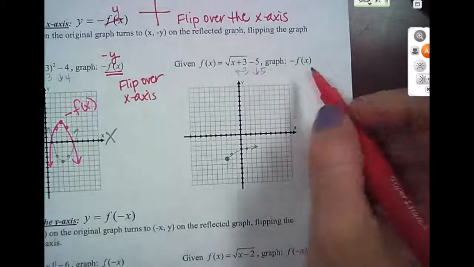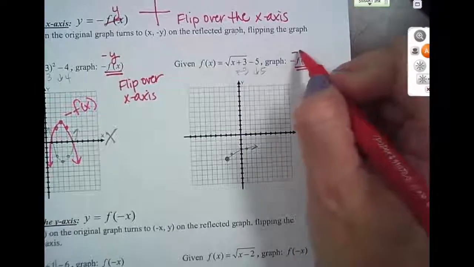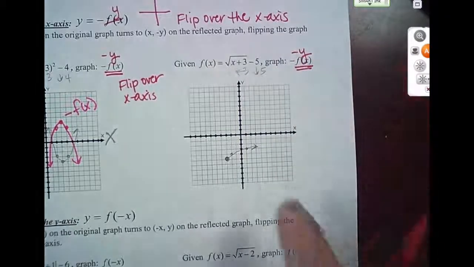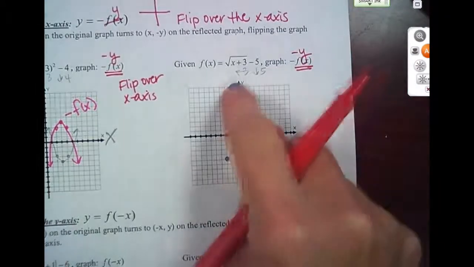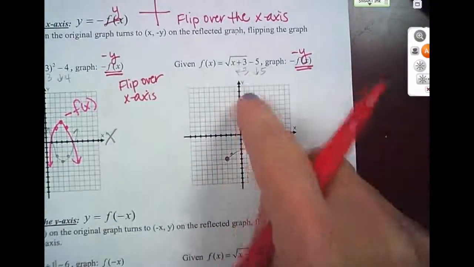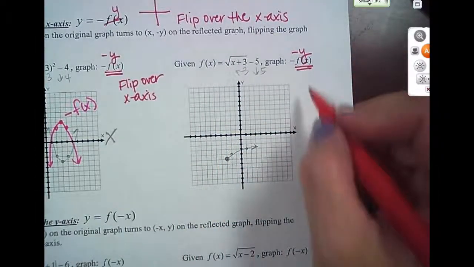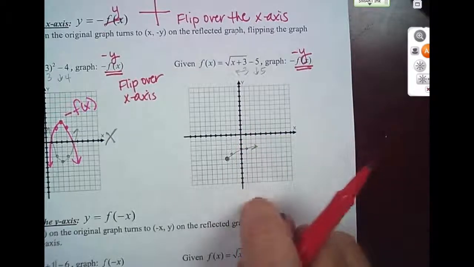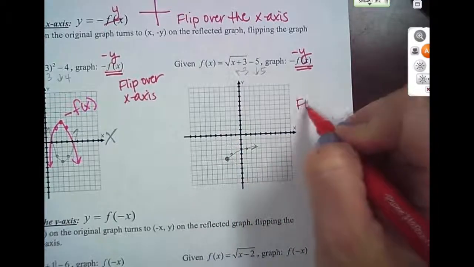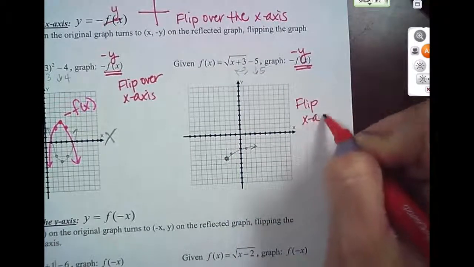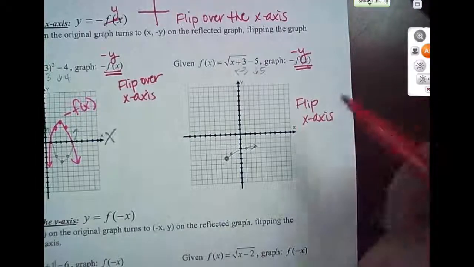What did it ask us to do? The opposite of our y's. Think about it. If I'm down here, I'm going to go here. Which axis am I hopping? Right. The opposite of my y's flips what axis? I'm going to flip over the x-axis.